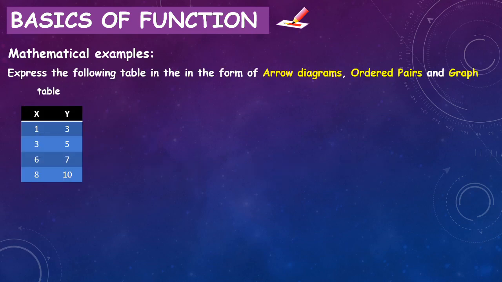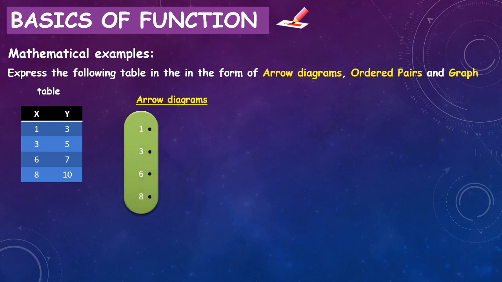Let's try some more exercises on what we have learned so far. Express the following table in the form of arrow diagrams, ordered pairs, and graph. From the table, we can see there are 4 objects and 4 images of those objects. For arrow diagrams, the objects will be on the oval shape on the left, the images will be on the oval shape on the right, and the lines will connect the images to the objects that make them.